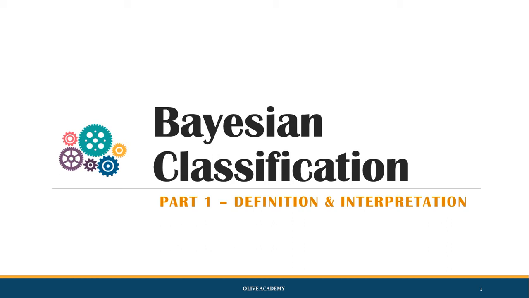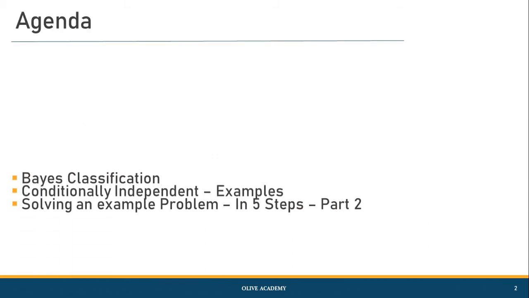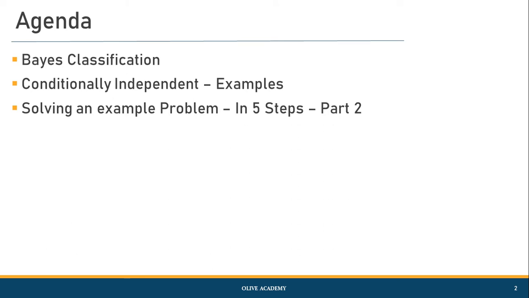And in this video, we're going to discuss the Bayesian classification problem. I've divided the video into two parts. In part one, we're going to discuss the basic definition and the interpretation. And in part two, we're going to solve a classic example using the Bayesian classification technique within 5 steps. In the current video, we are also going to discuss some basic examples on how to identify conditionally independent events as well.